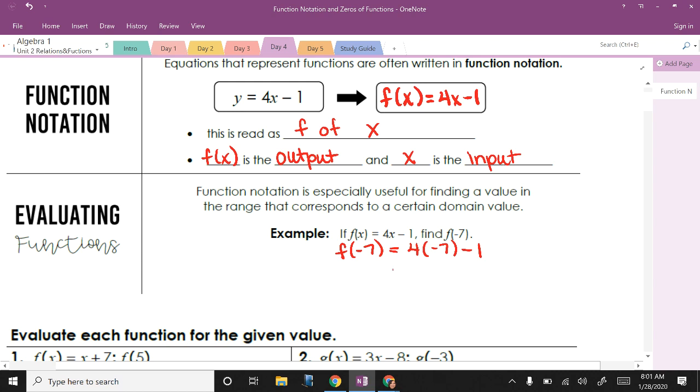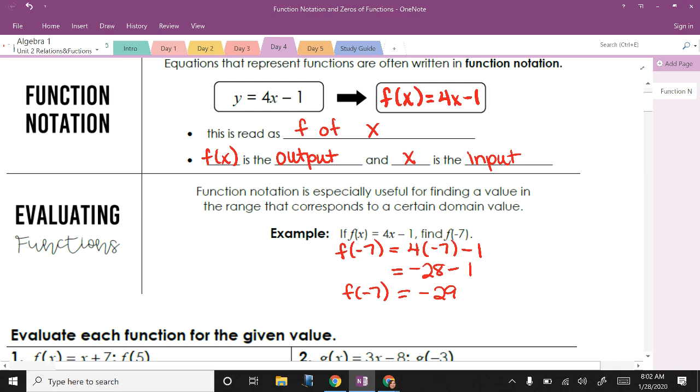Okay? And then you do order of operations. We multiply before we subtract. What's 4 times negative 7? Negative 28 minus 1 is negative 29. So f of negative 7 is negative 29. That means when the x value for this function is negative 7, the y value is negative 29. Okay, so negative 7 comma negative 29 is an ordered pair that falls on this line, since this is a linear function.